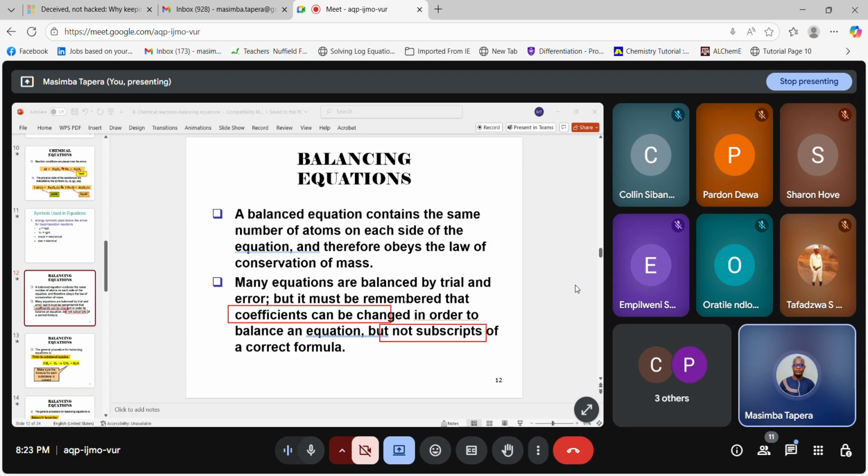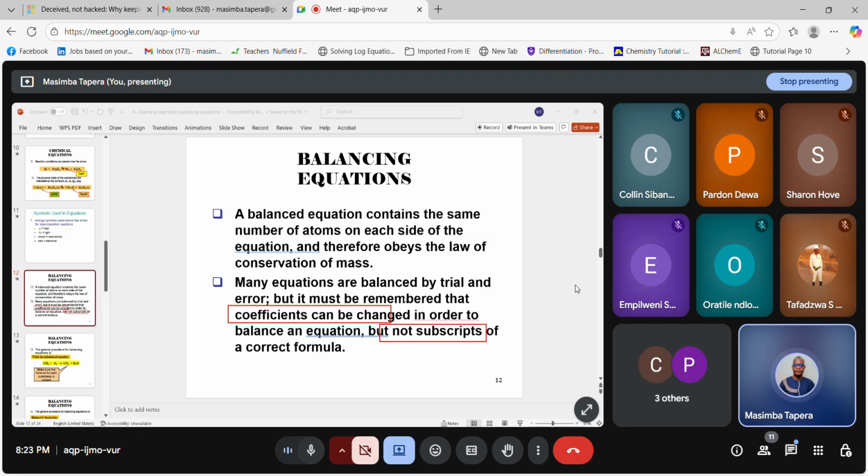Many equations are balanced by trial and error. This is very important. It's not easy to just look at an equation and say if I put a 2, if I put a 1, if I put a 3, it will be balanced. They are balanced by trial and error, and it must be remembered that when you are trying to balance these equations, you can change the coefficients, like the number of moles, in order to balance the equation.